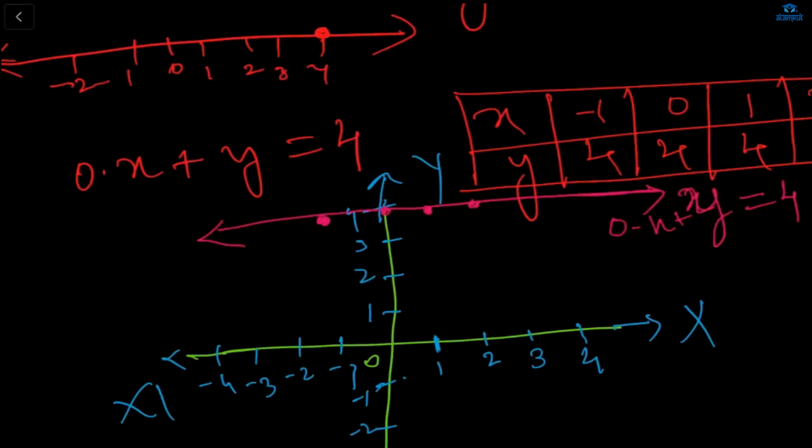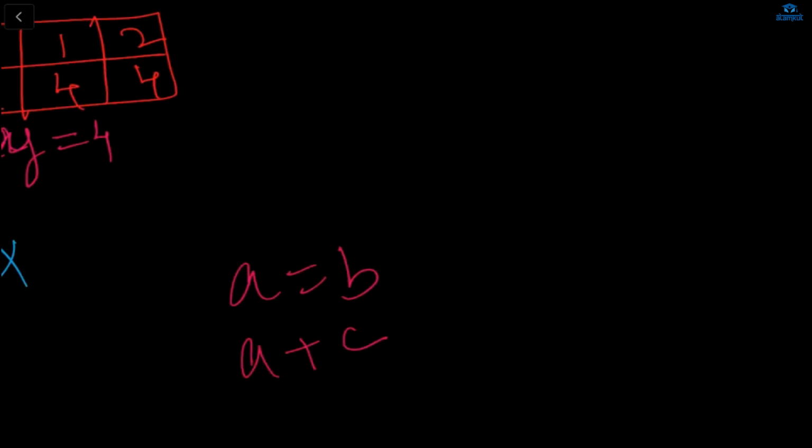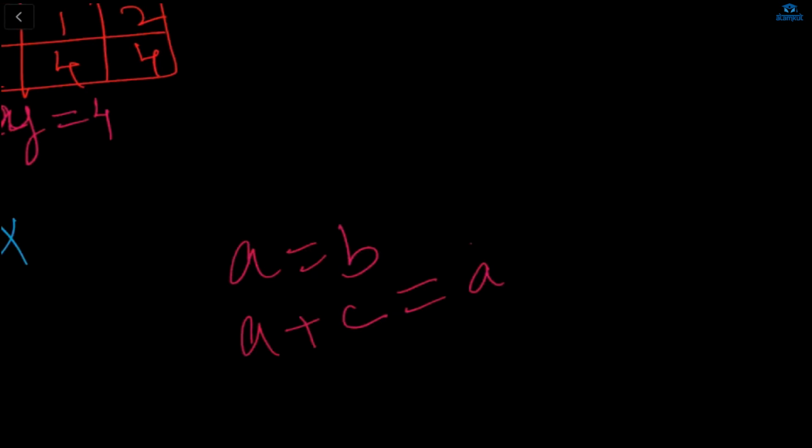If A is equal to B, and I'm adding the same quantity on both the sides, like A is equal to B, so A plus C will be equal to B plus C or not? Wait, I'm writing here. I'm writing A is equal to B. So can anybody tell me that A plus C will be equal to B plus C or not? Yes, ma'am. Yes, why? Because A was equal to B, and I'm adding the same quantity on both the sides.